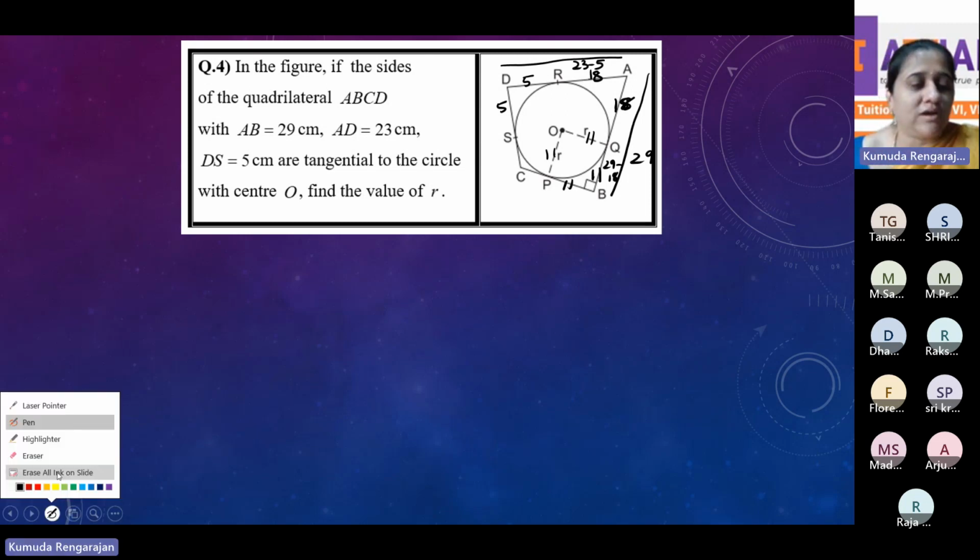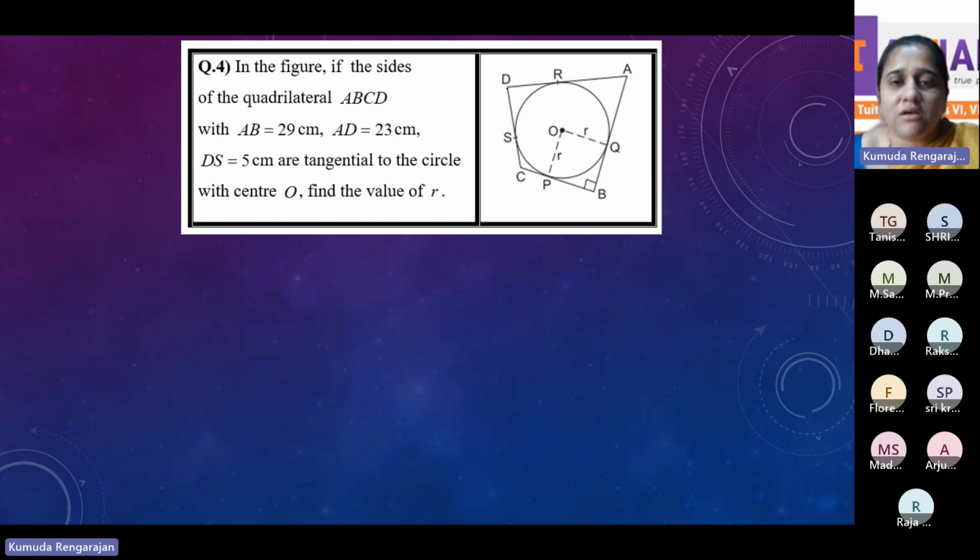See, there are two line segments, children. See here, AD is made up of AR and RD. Now this RD is only 5. This is 5, so this is 5. So the remaining AR will be the whole thing, 23 minus 5, 18. So here also two segments. AQ is one segment, BQ is the other segment. This one is 18, so the rest of it will be 29 minus 18, which is 11.